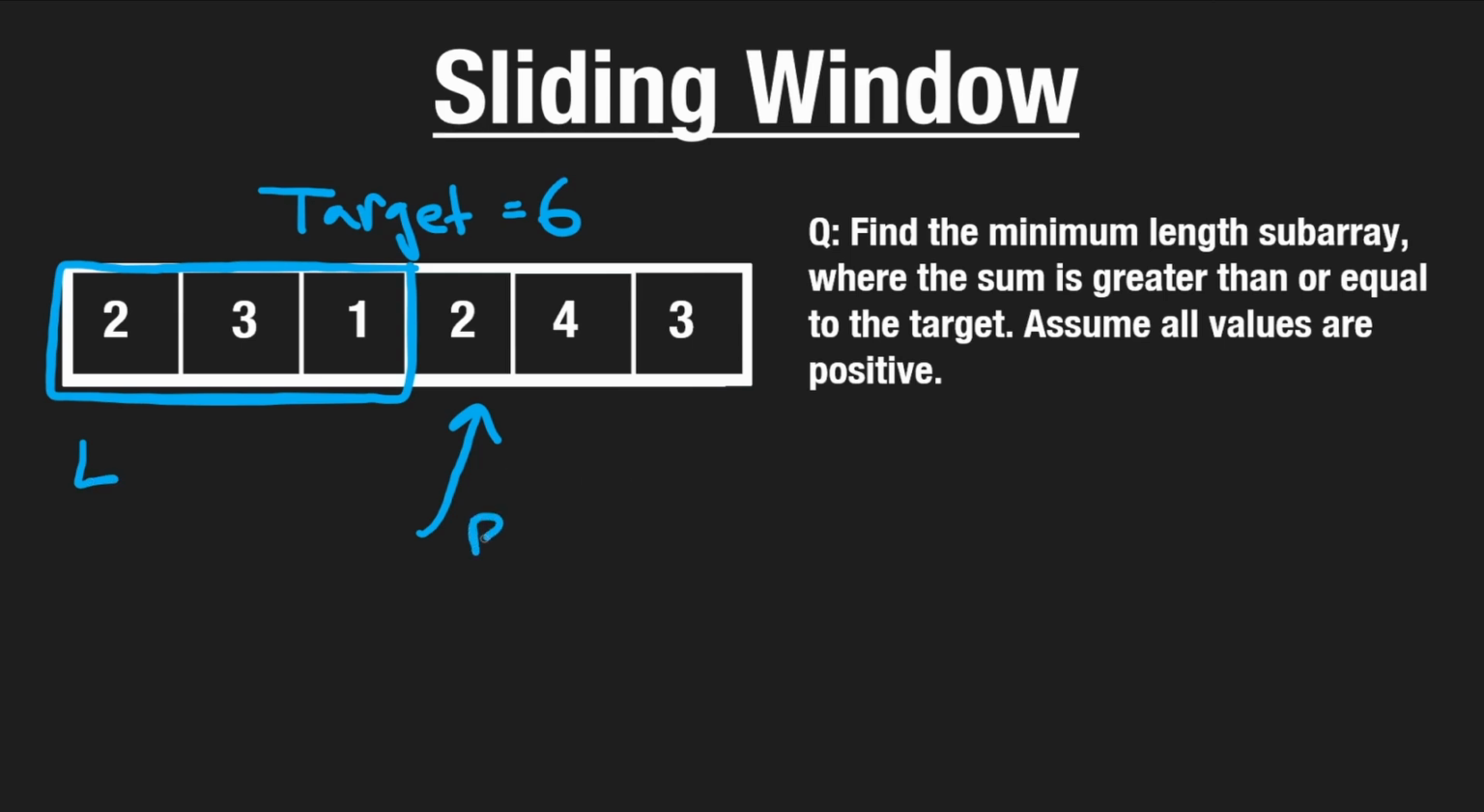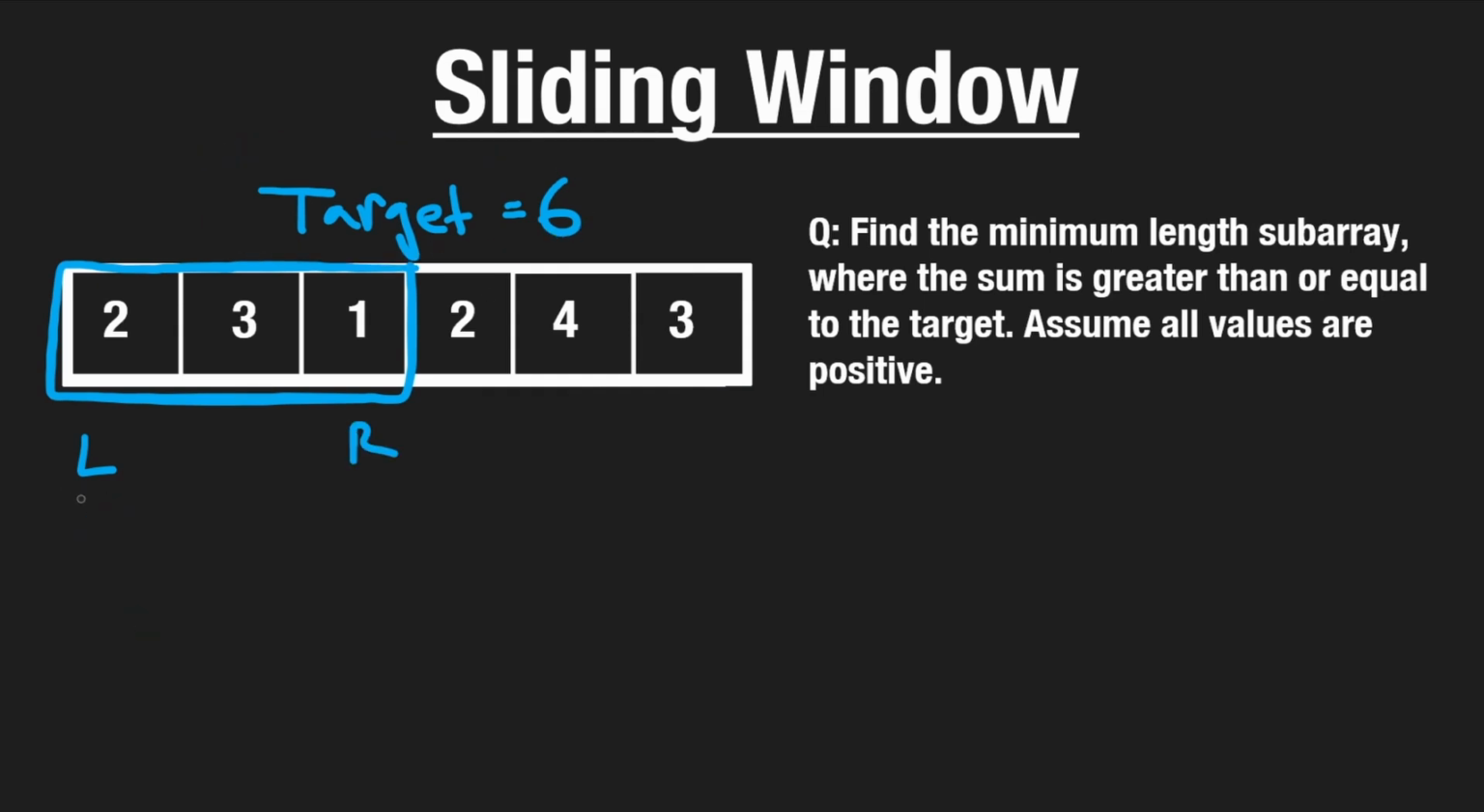We can continue to increment our right pointer and grow this window. But let me ask you something. Starting from here, are we ever going to find a window that is smaller than length 3 that satisfies this condition? Definitely not, because all these values are positive. We already have a window that sums up to the target 6. By adding more values, the window is going to grow larger and larger. It's not going to ever get smaller. We're never going to reach the target starting from here.